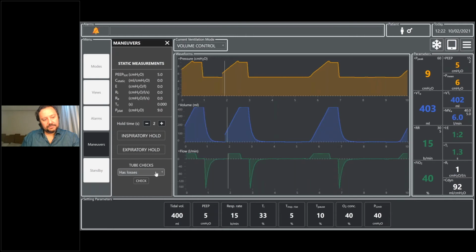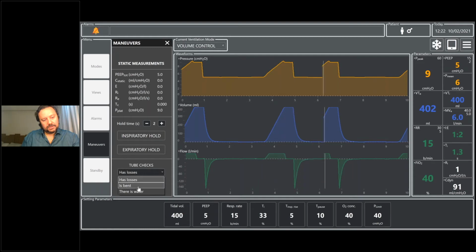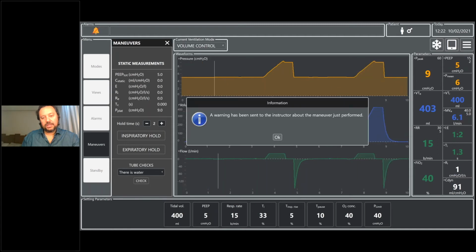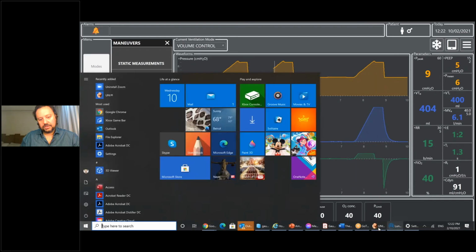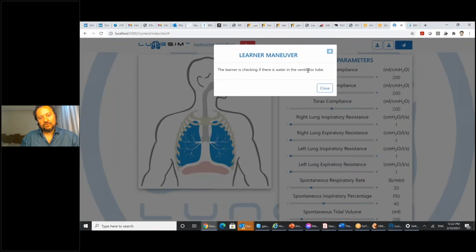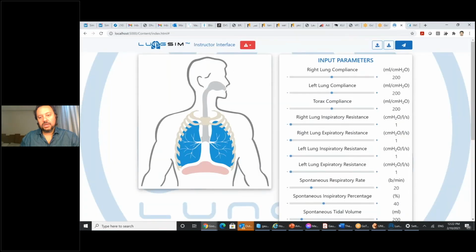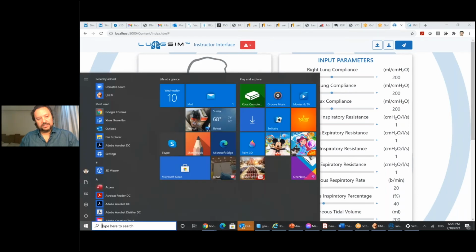The tube checks, the water check. The maneuver has been performed, and from the instructor interface we can tell the learner is checking if there is water in the ventilator, which is good. And in this way you could tell if the learner is really reasoning the right way, checking everything.